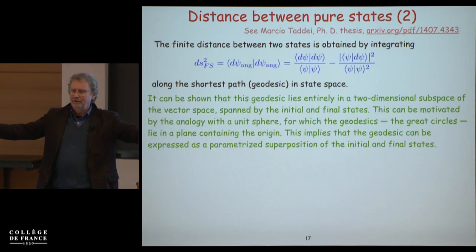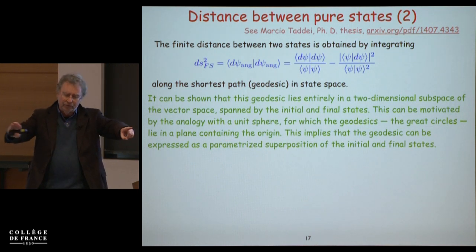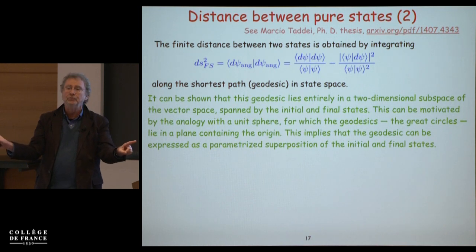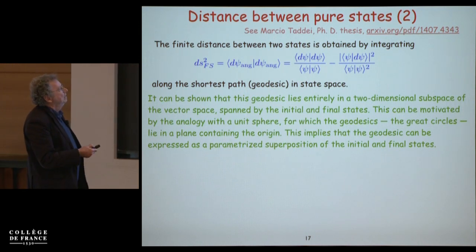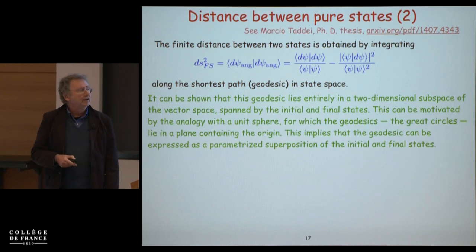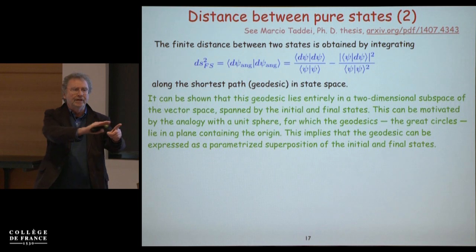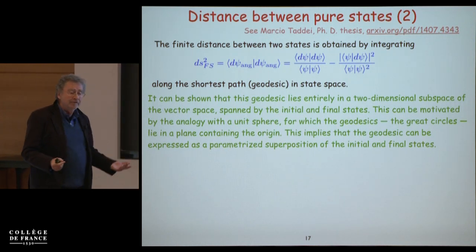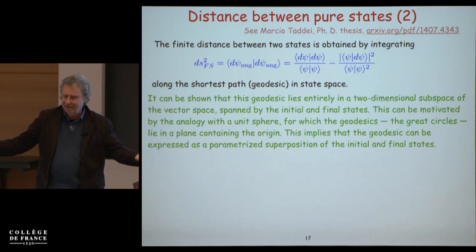And therefore, you have two states. The geodesics are segments of great circles, which, of course, include the origin of the Bloch sphere. And therefore, the geodesic is contained in a plane defined by the two vectors. Okay, so that's the idea. Now, this also implies that the geodesic can be expressed as a parametrized superposition of the initial and final state, because it's a plane. Okay? We can even have a Bloch sphere picture of that, because it's a two-dimensional space.